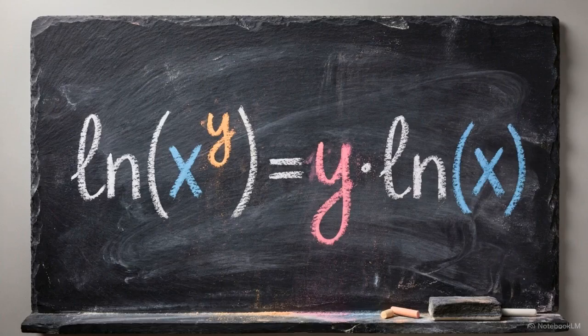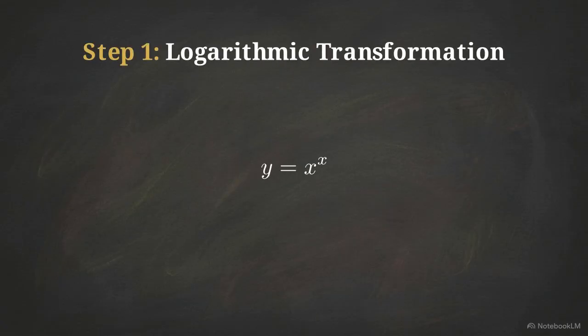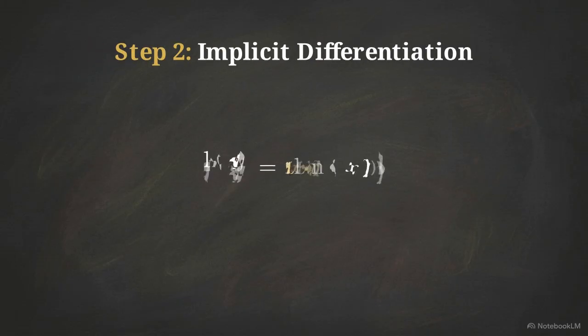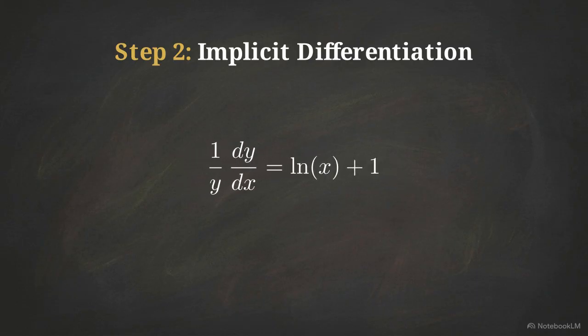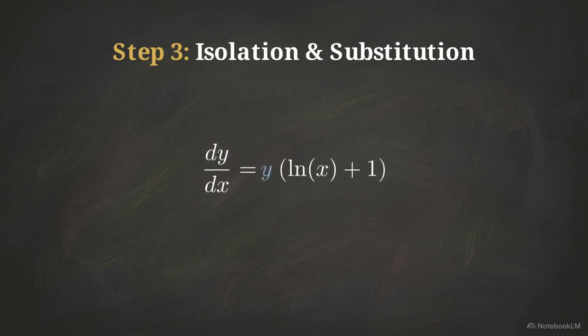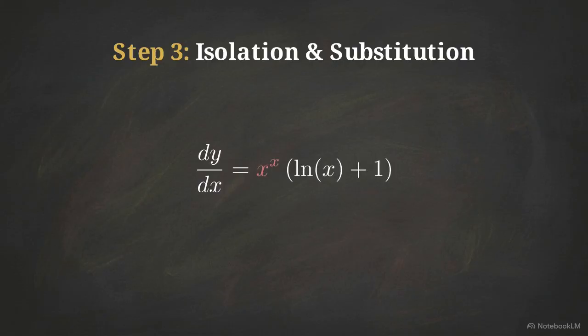This workflow functions by demoting an exponentiation operation into a multiplication problem. Verify this on y equals x to the power of x. Step 1, natural log of both sides gives natural log y equals x times natural log x. Step 2, implicit differentiation yields 1 over y times dy dx on the left and natural log x plus 1 on the right. Step 3, multiply by y and substitute the original function back to resolve the derivative.